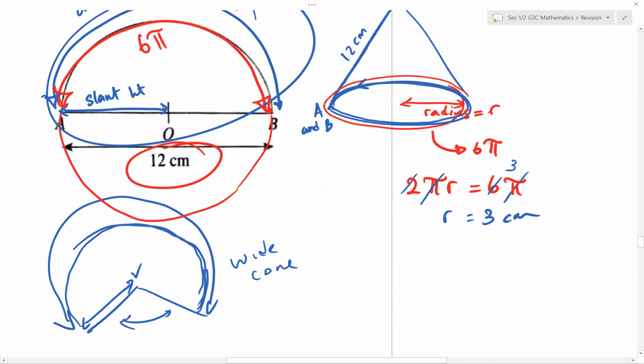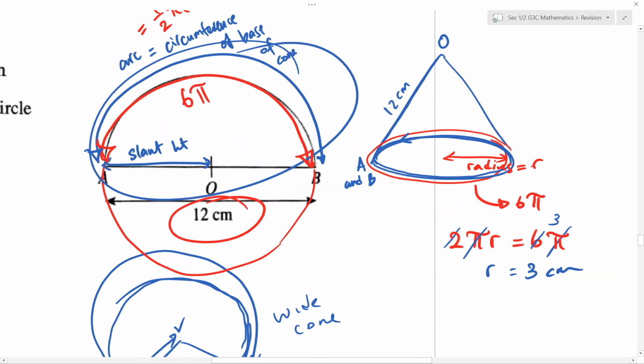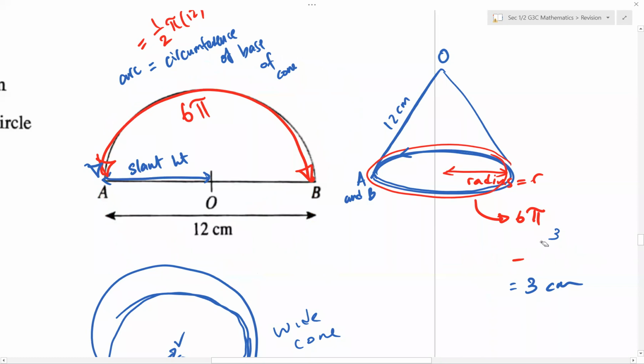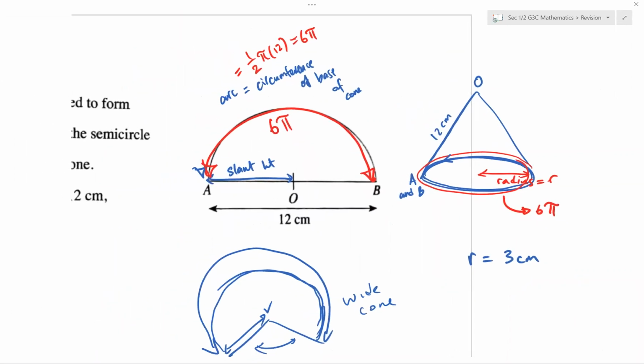In the case of any other sector that is given to you, it will not be just half. Okay. So if you were to get a correct answer in this case without working, where you just say radius equals 3 cm, you get 0 marks. There's no method shown. You have not shown me why it has to be 3. So I need to see formation of equations. Show the examiner, show the marker that you know what you're doing.